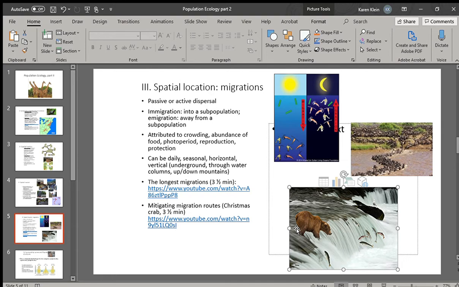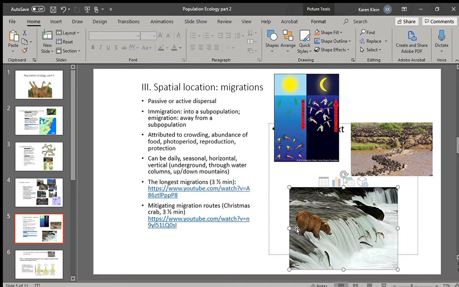You have some migrations that occur due to having to acquire food. Some occur for reproductive endeavors. Some to stay away from predators. You have migrations that occur over long distances, thousands of miles, whether they fly or swim or walk on land. And most of these are what we call horizontal migrations.